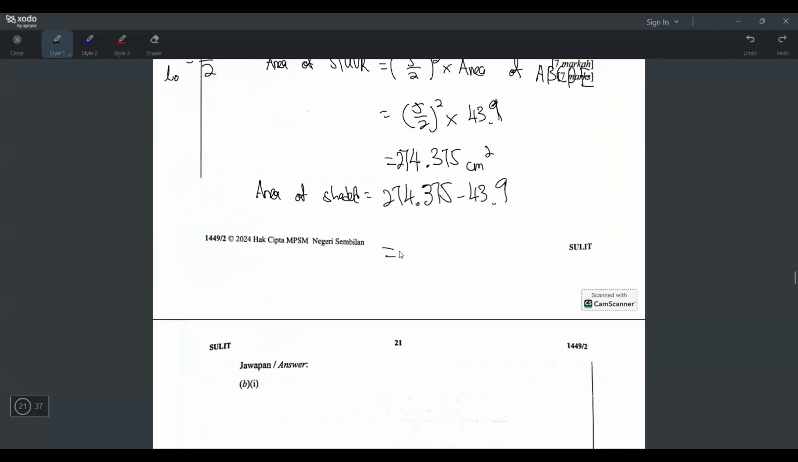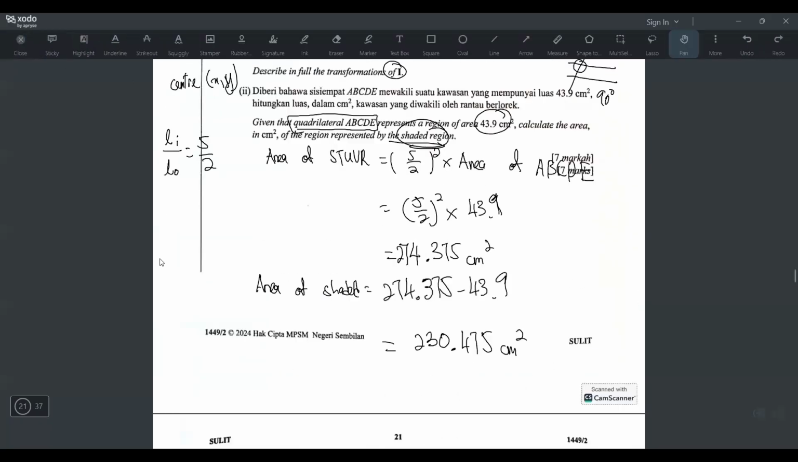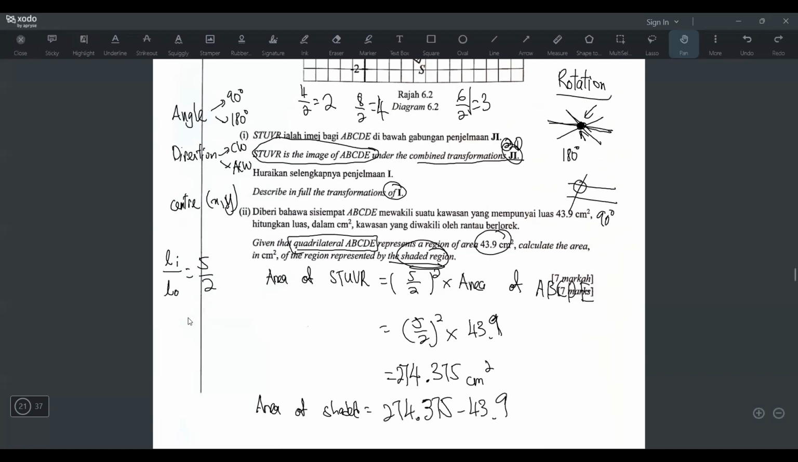Okay, let's press. My calculator gives me 230.475, right? So that should be the final answer, 230.475. And the unit is cm square. Let me check. Yeah, cm square. Okay, that's all.